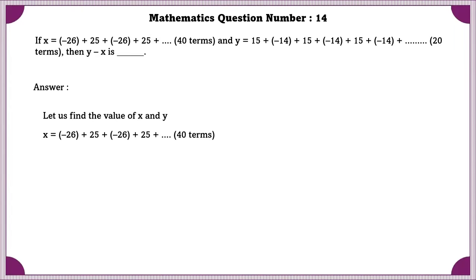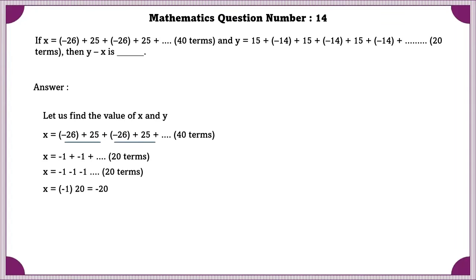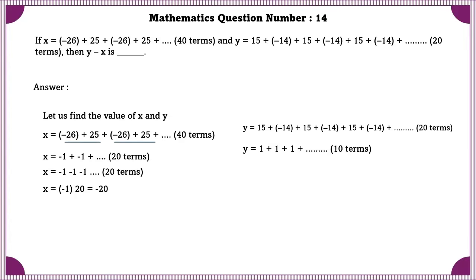Let's find the value of x and y first. In x, let us take the first two values. If we do that, the first two values answer will be minus 1. If we take the next two, we will get the answer as minus 1. If we keep on doing it, it will go till 20 terms. So x can be written as minus 1 into 20, that is minus 20. Similarly for y, if we take the first two terms, you will get the answer as 1 and the next two terms answer as 1. This will keep going on for 10 terms. Therefore, y is equal to 10. Now, y minus x is equal to 30.